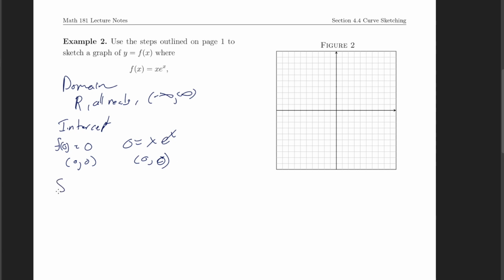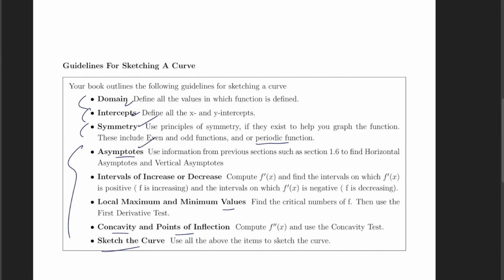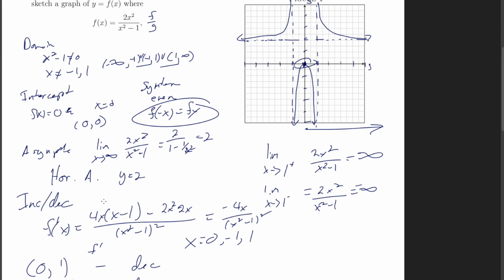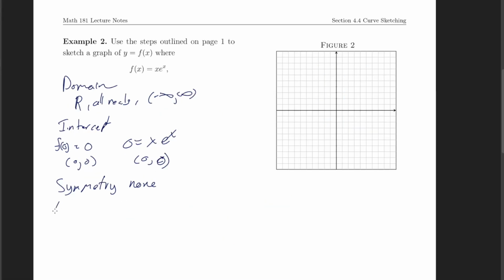All right, symmetry. This doesn't have any symmetry. So the symmetry here is none. So it doesn't help us out. So we're going to have to crunch through the entire thing, which is fine. Let's look at the asymptotic behavior.